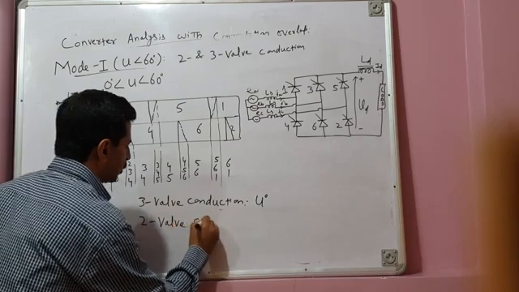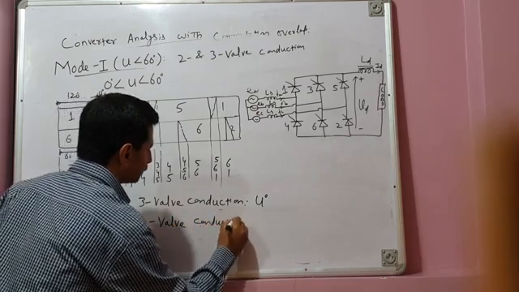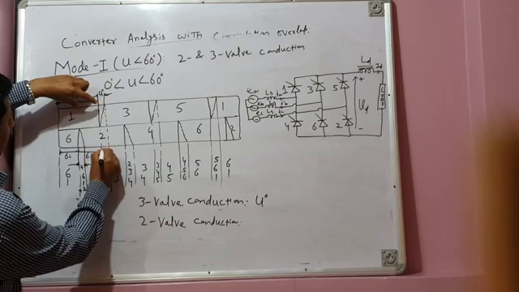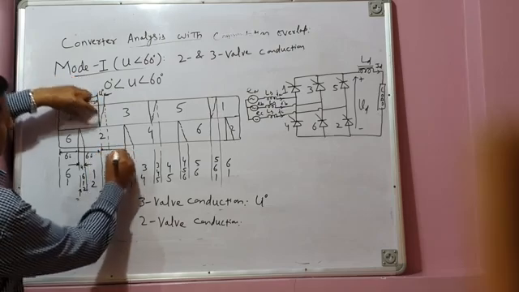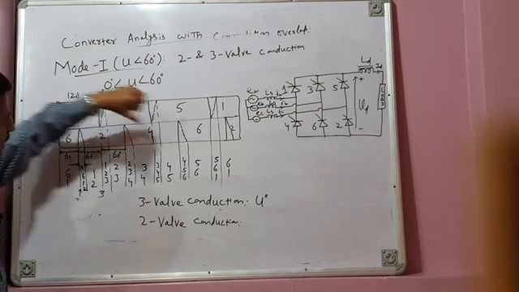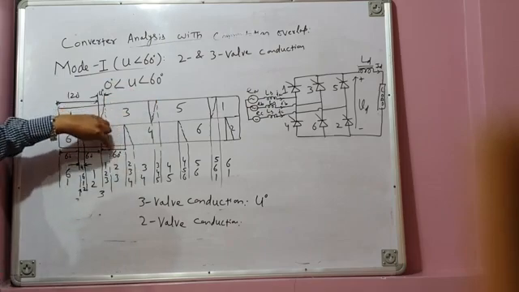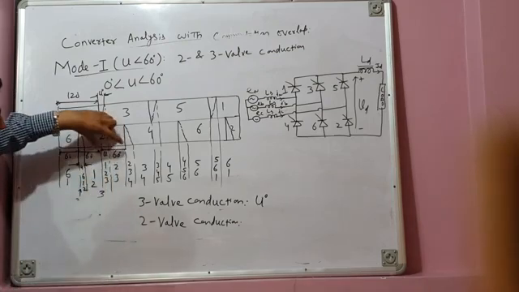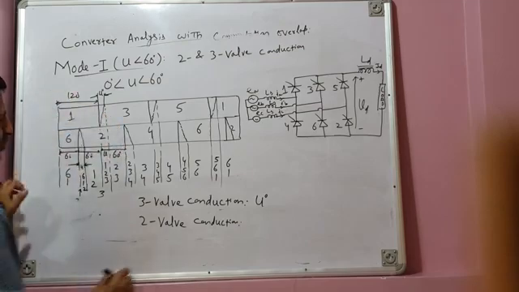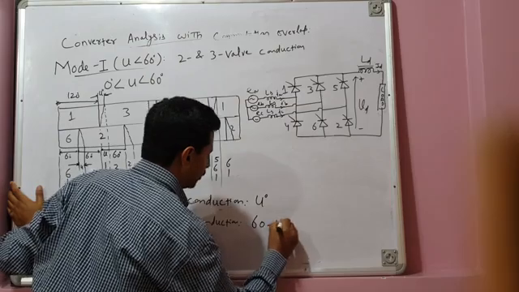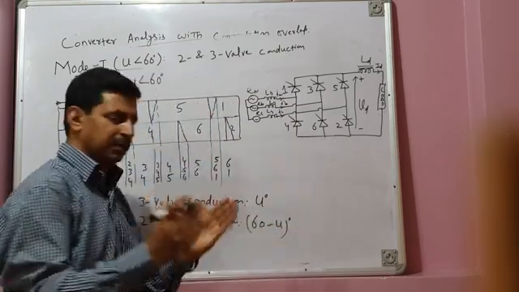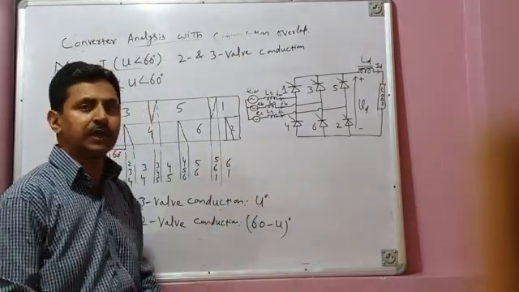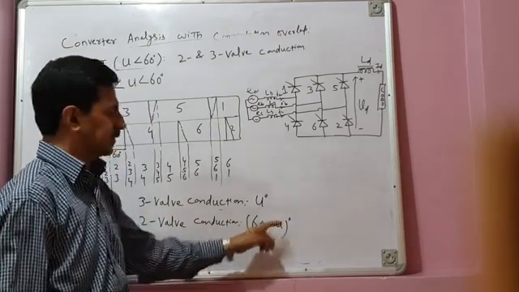How much time? Two valve conduction is, you can see, this is total from here to here, a 60-degree interval. Each interval is a 60-degree interval. Out of this 60-degree interval, 3 valves are conducting for u degrees. This is u, and therefore 2 valves will be conducting for how much period? 60 minus u degrees, because the total time period is 60 degrees. Out of 60 degrees, 3 valves are conducting for u degrees, so 2 valves will conduct for 60 minus u degrees.